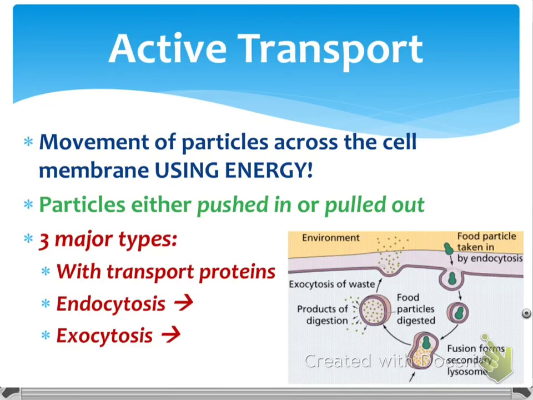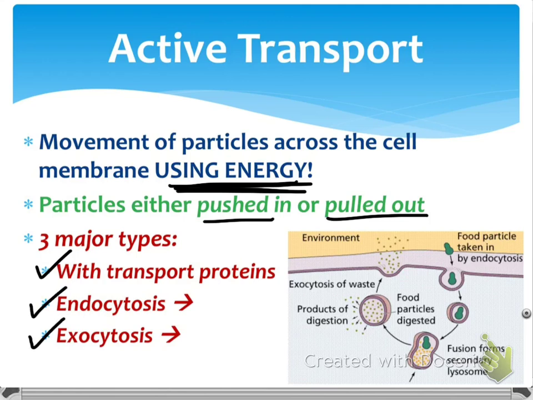So now we have active transport. So this is the movement of particles across the membrane, very important, using energy. They're either pushed in or pulled out, and there's three types. So you have transport proteins, endocytosis, exocytosis. This is exo. Oh, I'm sorry. Forget I wrote that. This is endo because it's being taken in. So this is endo. This is exo because it's exiting.